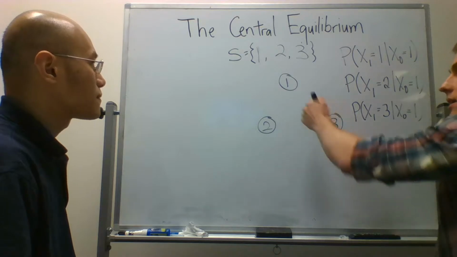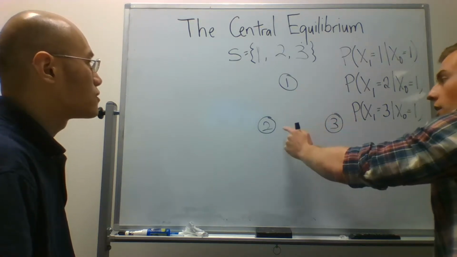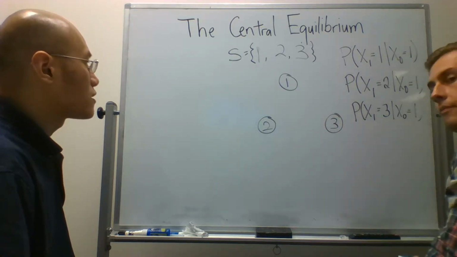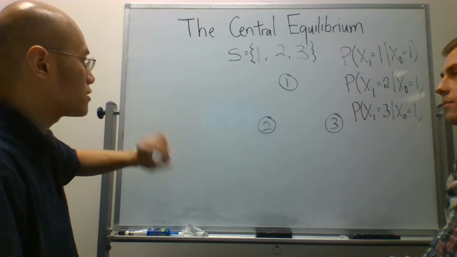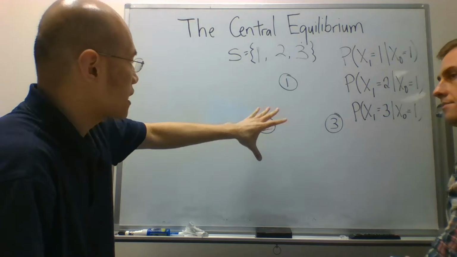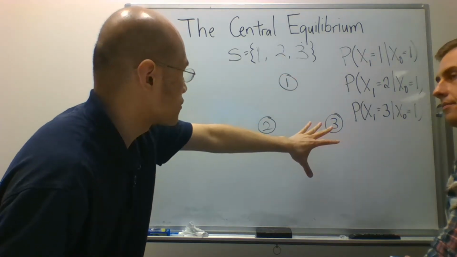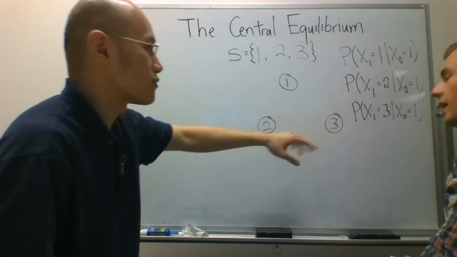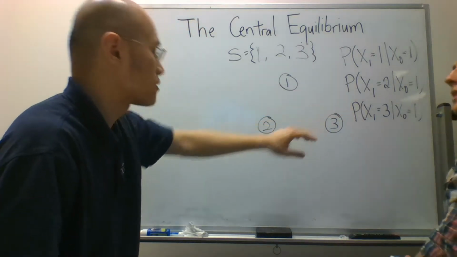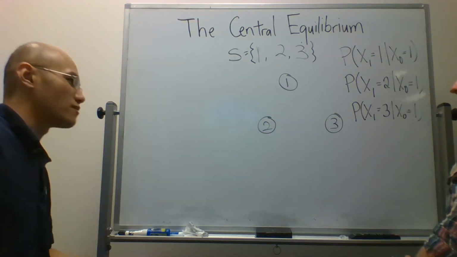At a time step, it can be one of these values. It could be 1, 2, or 3. At one state, it could take on one of these 3 values. In the next state, it could take on one of these 3 values. And so 3 times 3 gives us 9 possible different transitions.